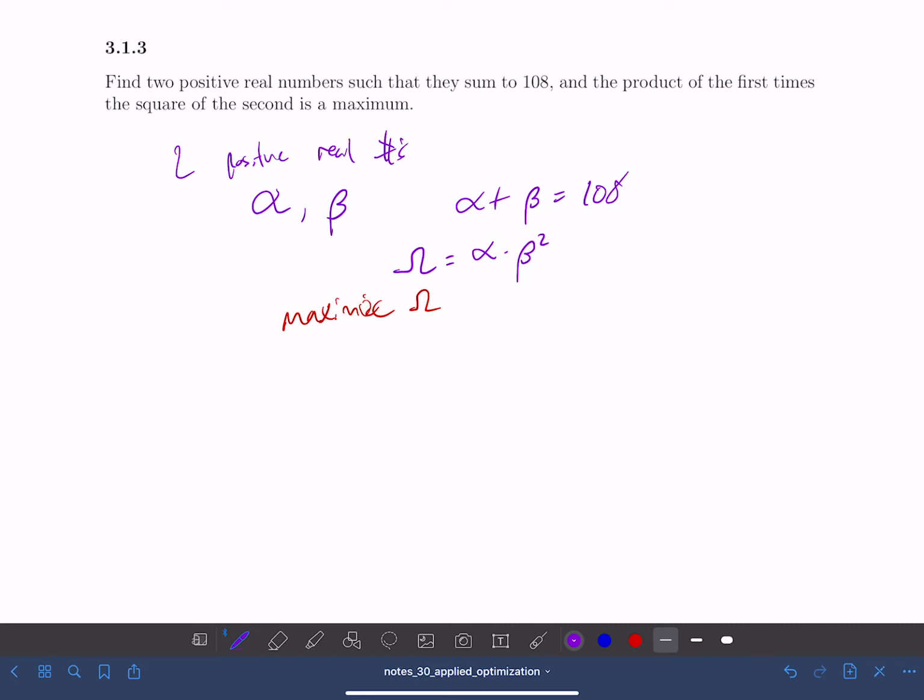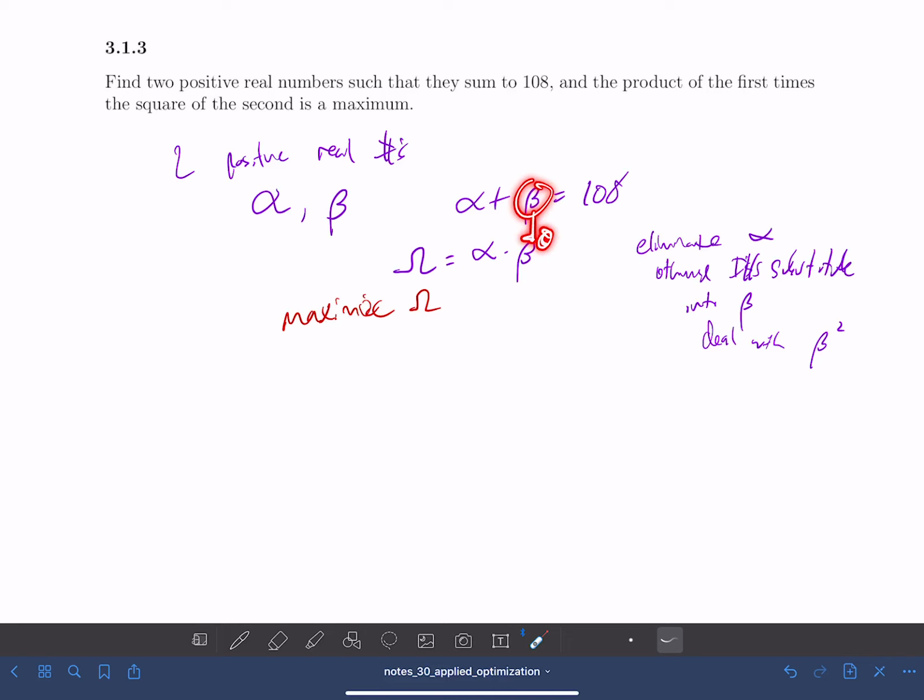We have two variables. Isn't that annoying? Let's eliminate one, shall we? And I vote we eliminate alpha, because otherwise I'll have to substitute into beta and then deal with beta squared. Right? So I can solve for beta and then put it in here, but then I have to deal with the squared, and I think that's just going to suck. So both will lead you to the right place. I just don't want to do that.